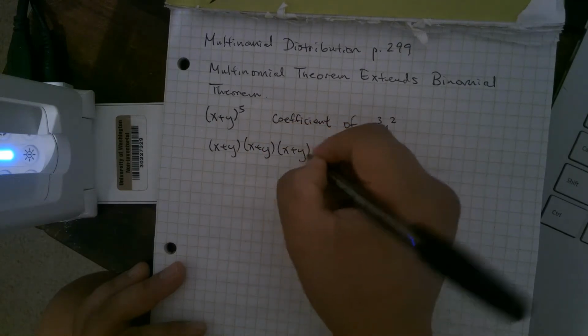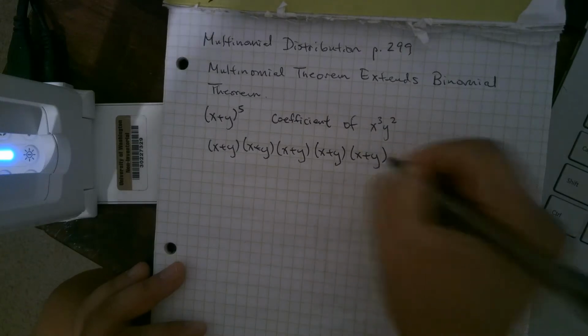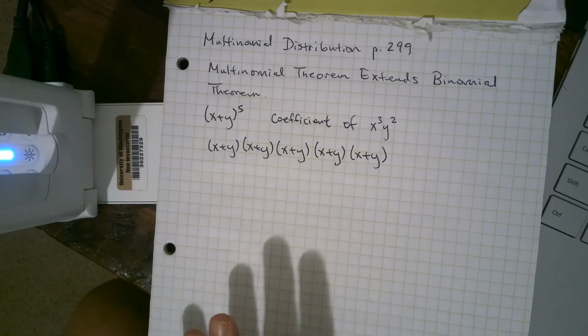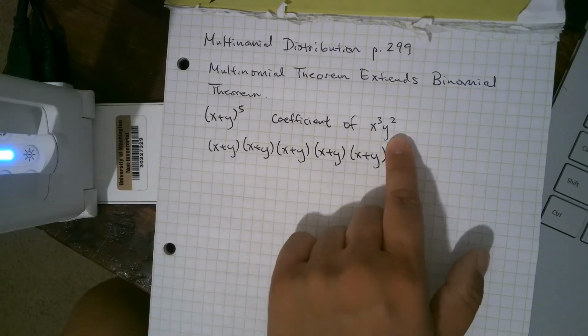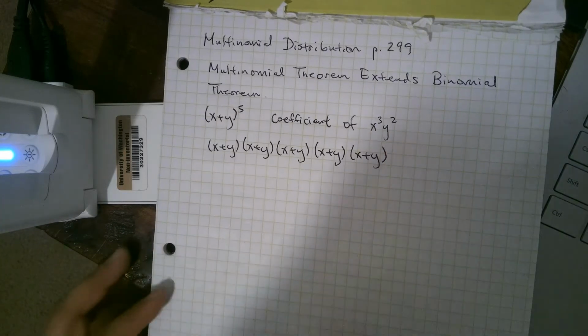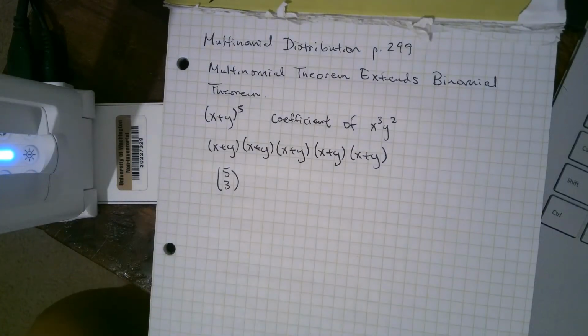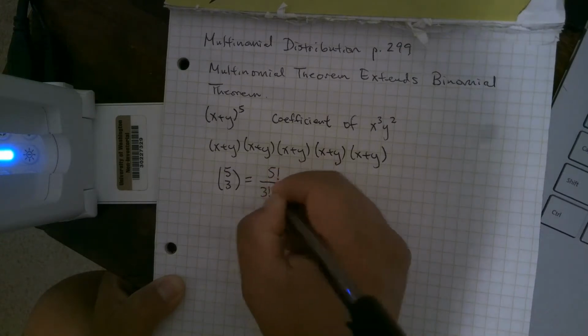As a reminder, since we'll do multinomials next, we've got 5 parentheses, each with x plus y in it. We need to pick 3 of them. We need to pick an x from 3 of them and a y from 2 of them. So that is 5 choose 3. And the remaining 2 can be y's. And we know that this is 5 factorial over 3 factorial times 2 factorial.